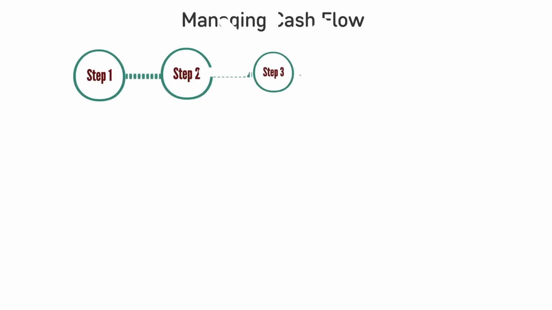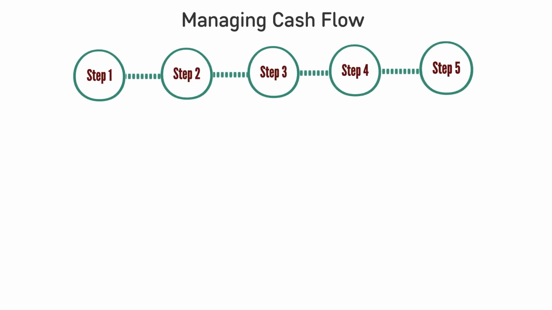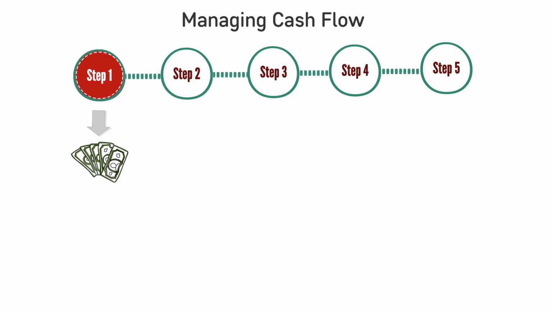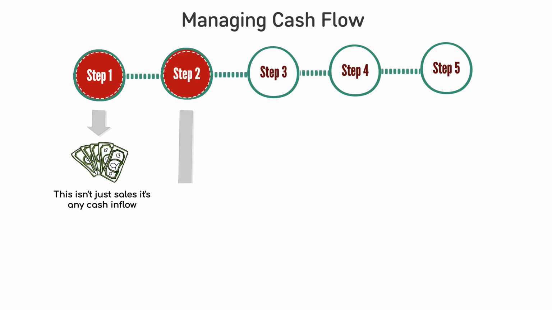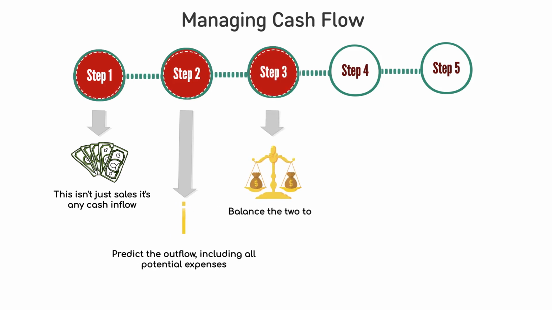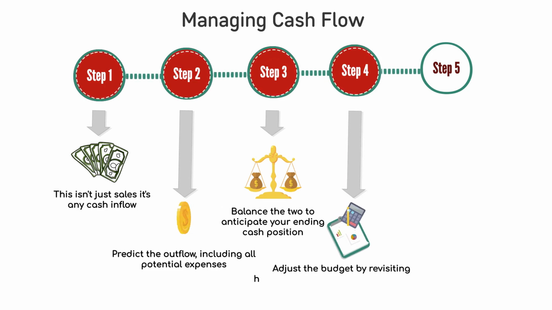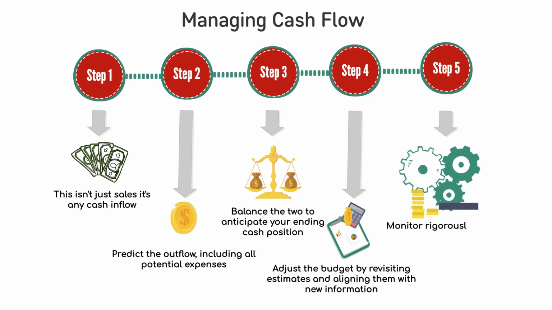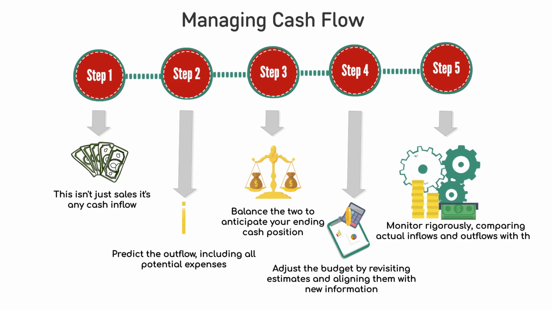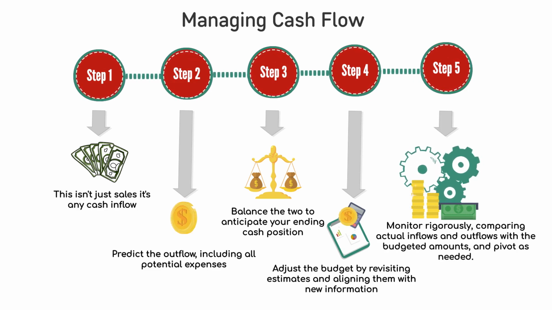Creating a cash budget is a 5-step dance that ensures a business like Caroline's doesn't miss a beat. First, estimate the incoming cash for the coming period, considering all sources. This isn't just sales, it's any cash inflow. Second, predict the outflow, including all potential expenses. Third, balance the two to anticipate your ending cash position. Fourth, adjust the budget by revisiting estimates and aligning them with new information. Finally, monitor rigorously, comparing actual inflows and outflows with the budgeted amounts, and pivot as needed.